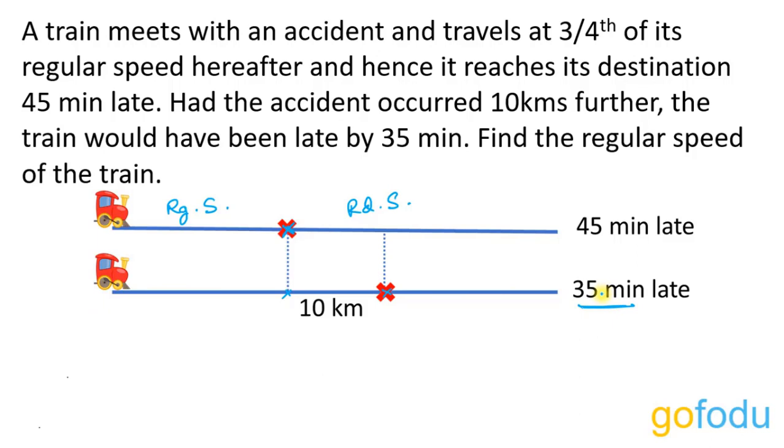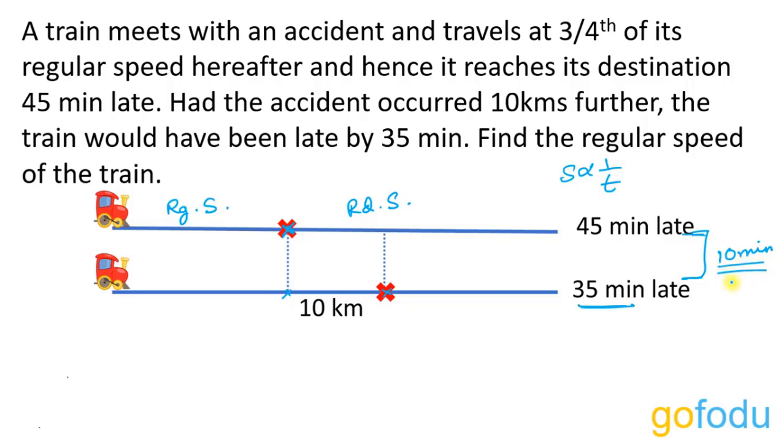So we can say distance is constant in these two scenarios and speed would be inversely proportional to time. In both the scenarios, the time difference with which the train reaches is 10 minutes. In the first case, the train is 45 minutes late. In the second case, it is 35 minutes late. So the difference in time in which the train reaches is 10 minutes.